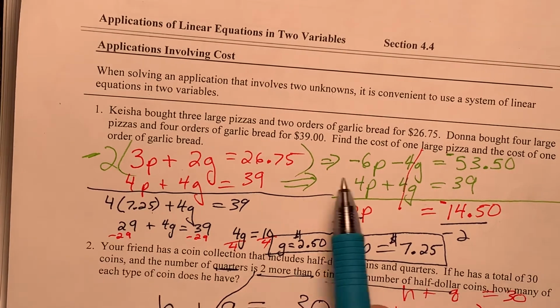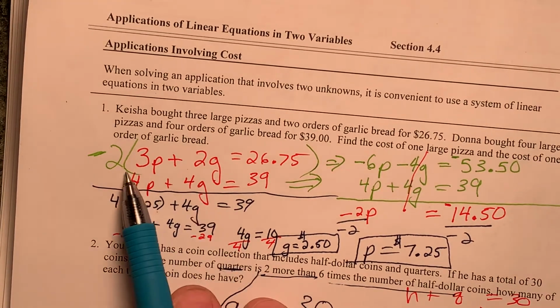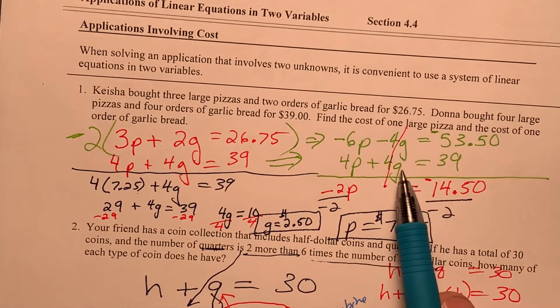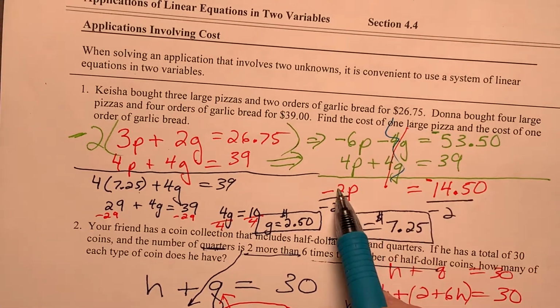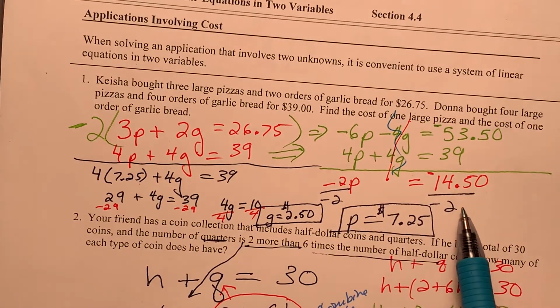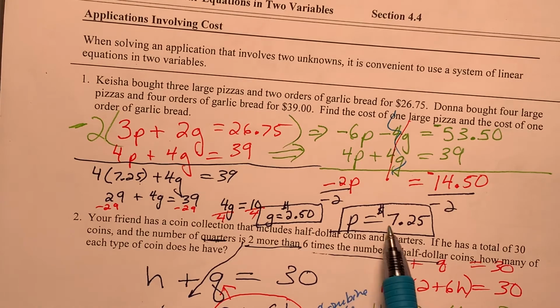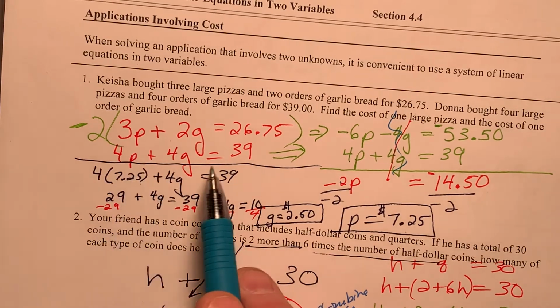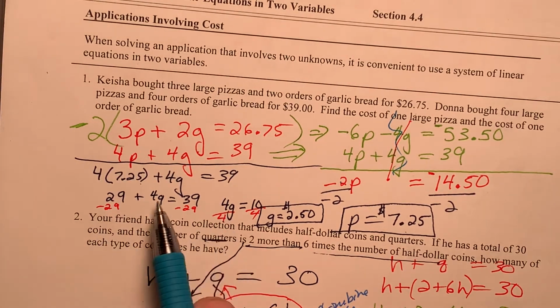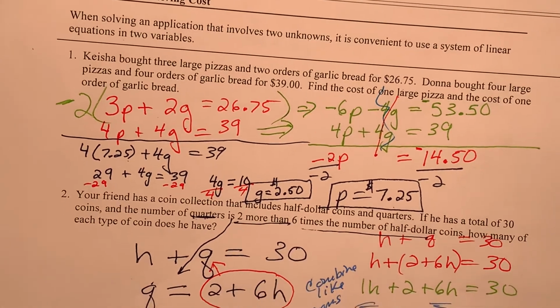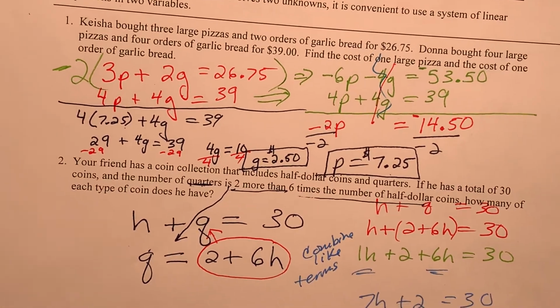And now use the addition method. Let's get rid of the G. Multiply everything by negative 2 on the top. I get negative 4g, positive 4g. Those go away. Negative 2p equals negative 14.50. Divide by negative. A negative divided by negative is positive 7 1/4. Pizzas were $7.25. Put that back into either equation. I did the bottom one. And solve for g. 4g is equal to 10. G is 2.5, $2.50 for garlic bread.